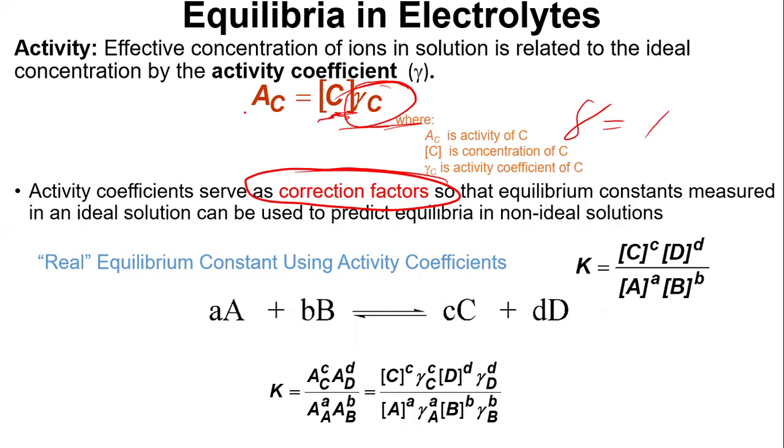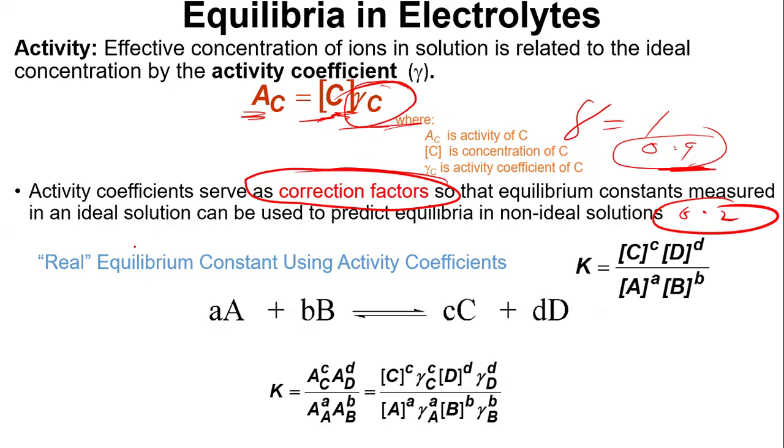Now, when I put 1 here, it means the activity is the same as the concentration, right? If I am moving away from 1 to 0.9, it means it is deviating. If I'm moving away to 0.2, it means the deviation is very large. But here, the deviation is very small. So that is how the deviation goes.